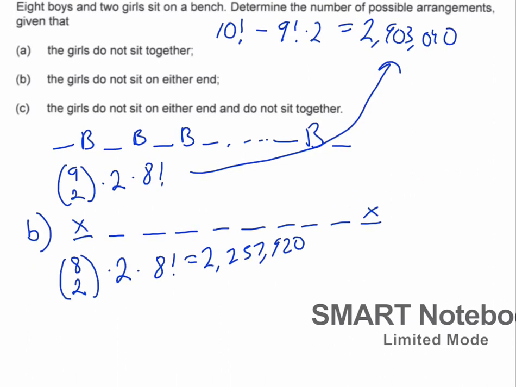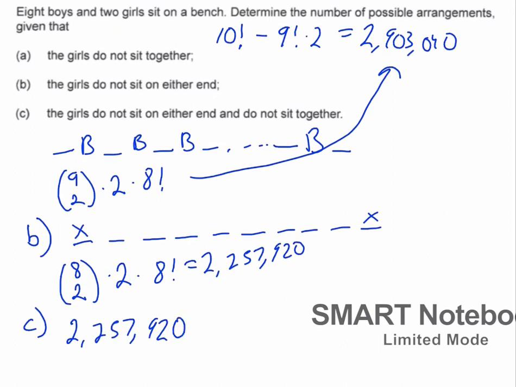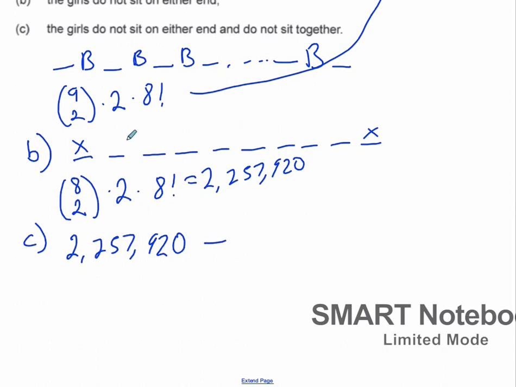2,257,920. Okay, and lastly, there's also a few ways to do this one. The girls do not sit on either end and do not sit next to each other. Well, what you can do is take your answer for part B, which is the number of ways they don't sit on either end, and subtract the number of ways the 2 girls can sit in these 8 seats and be sitting next to each other.